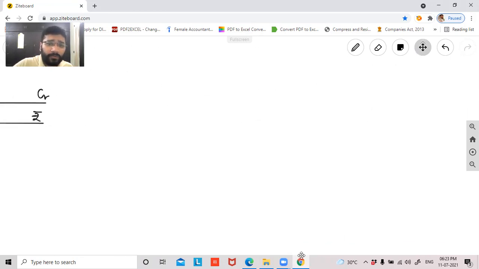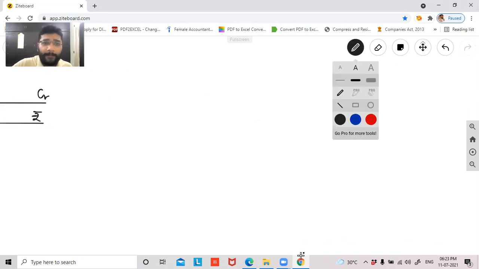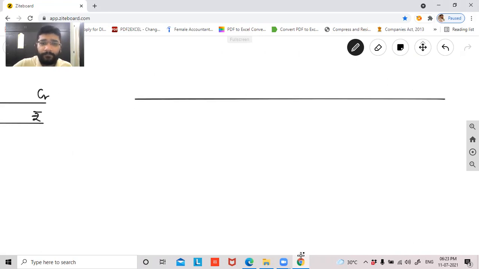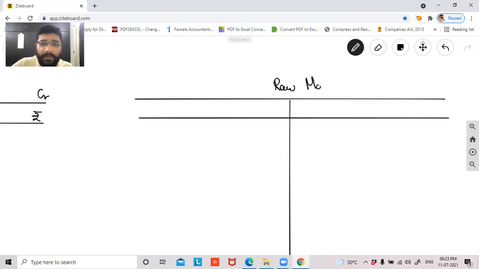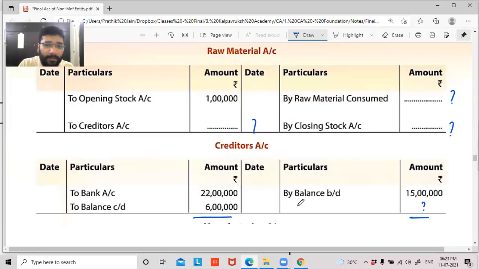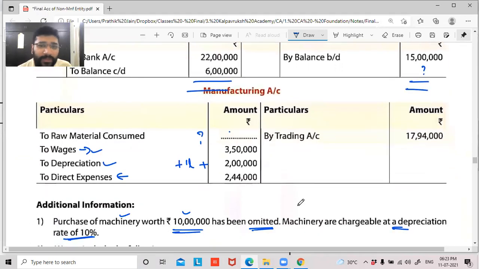Apart from this, we are supposed to also prepare the raw material account, correct? Raw material account. Debit, credit. Particulars, rupees. Particulars, rupees. Okay. Now, guys, let's document the manufacturing account. Say, guys, manufacturing account, the first point is raw material consumed, which you have to find out.